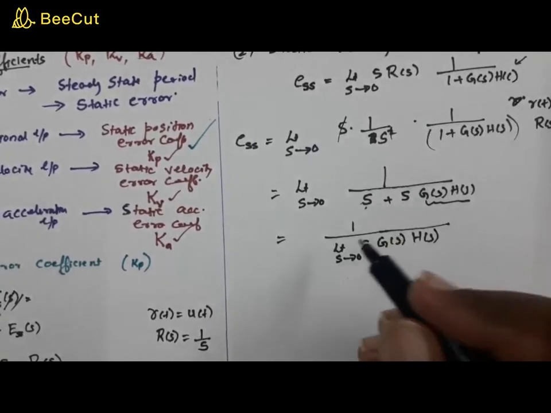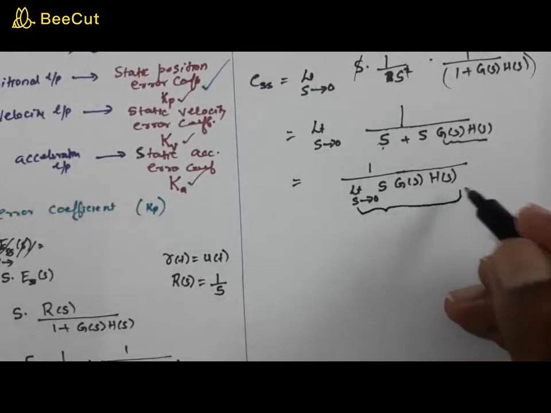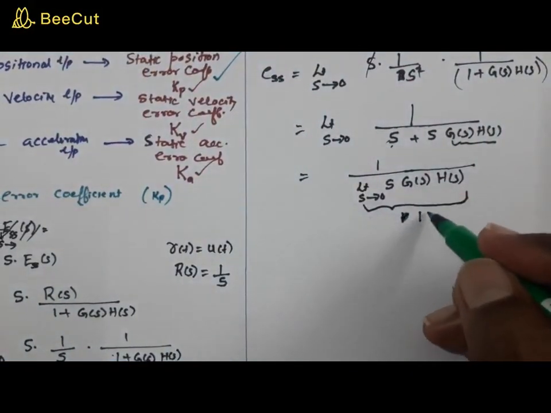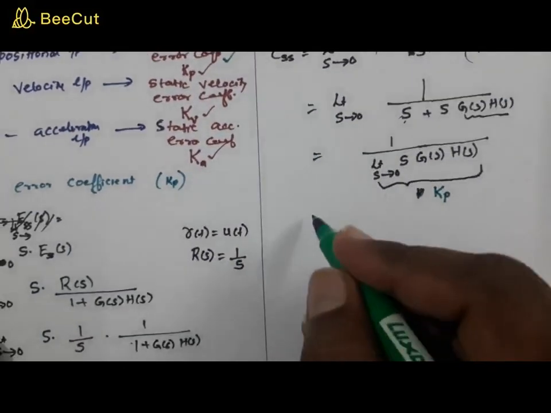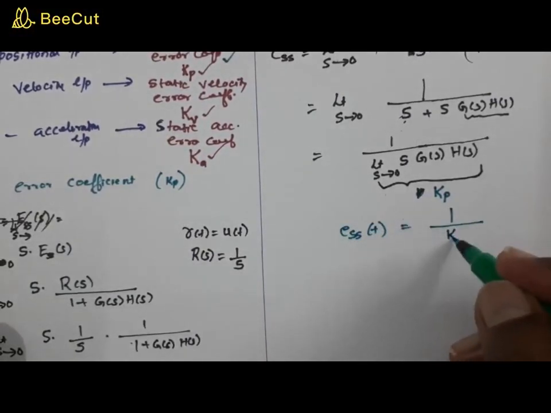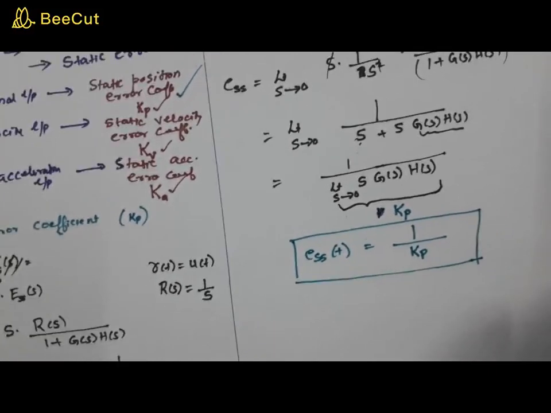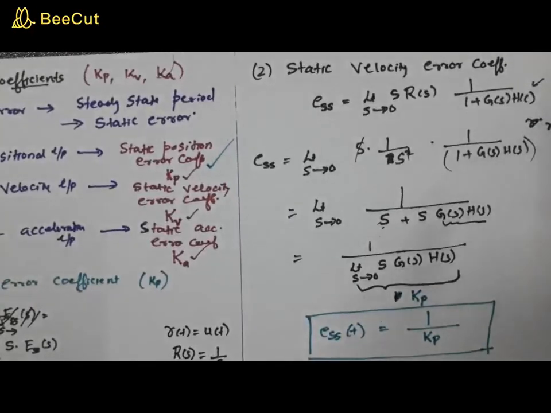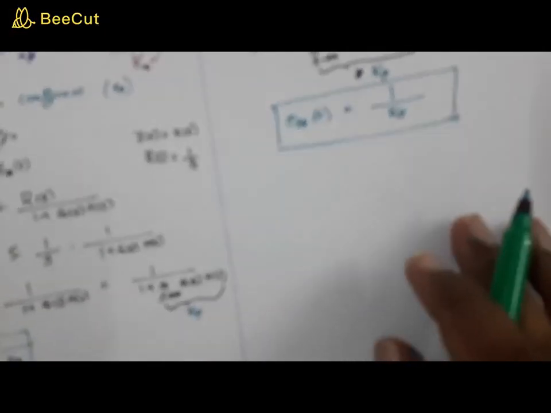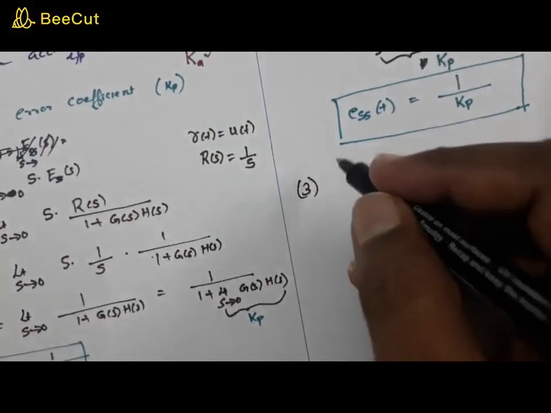This limit s tends to 0 of s into G(s)H(s) is called the static velocity error coefficient, which we call Kv. So the error, e_ss(t), is given by 1 by Kv. This is the steady state error associated with the ramp input, in terms of the static velocity error coefficient.